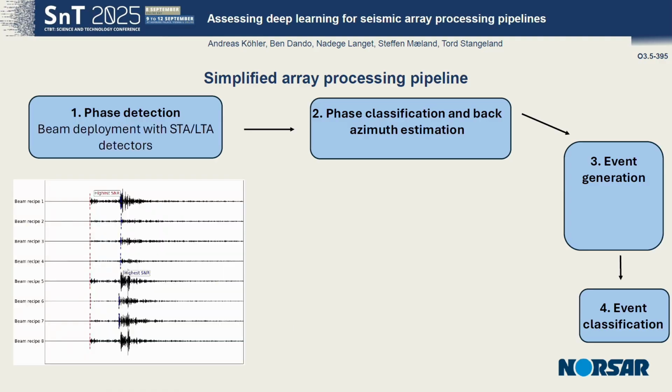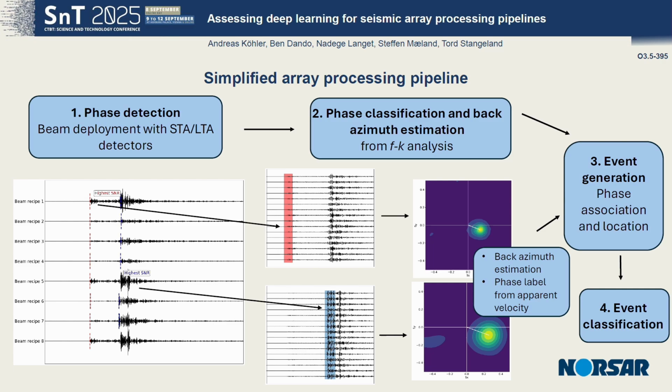So traditionally, you do this on arrays with beamforming. So you create beams in different directions for different velocities, run an STA/LTA trigger on them, and then these pre-detected arrivals are analyzed further by FK analysis, for example. And then you can measure the direction and the apparent velocity, slowness, and then from that you can get the classification into P, S waves, or other phases.